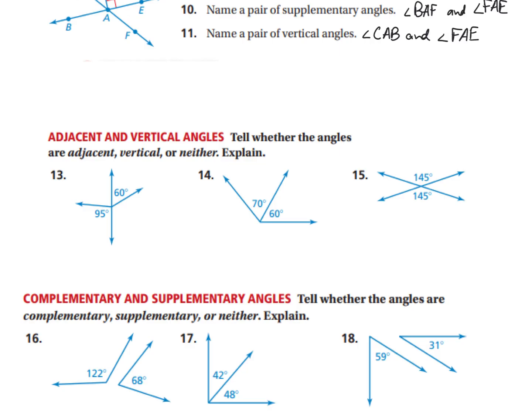For 13, 14, 15, all we have to do is tell whether they are adjacent, vertical, or neither, and then explain. So again, adjacent, neighbor. Vertical would be across and equal. So let's see, my two angles in question here are this 95 and 60. Well, they're not next to each other, they don't share a common side. They are across from each other, but they're not equal. So they're not two lines intersecting. So this would actually be a neither situation.